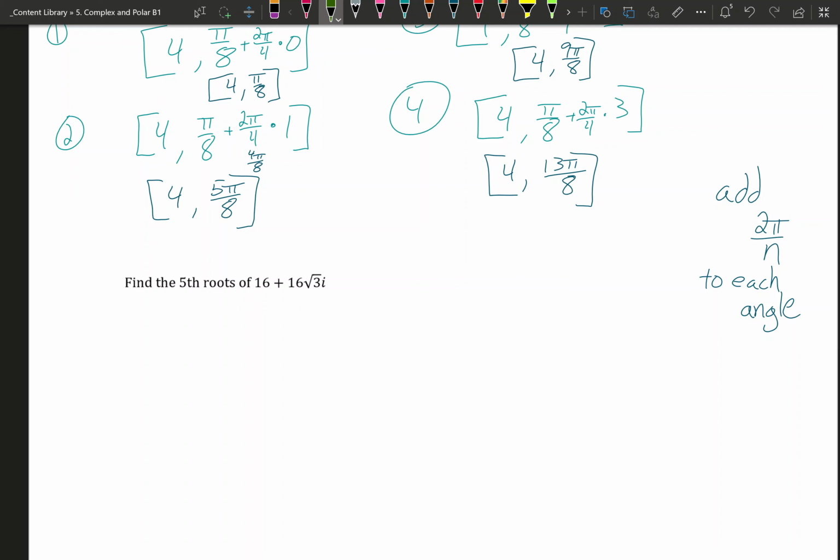Well, this is not in polar. It's in binomial. Let's get this into rectangular. So we have 16 and 16 root 3. Then we need to go from rectangular to polar. R squared equals x squared plus y squared.